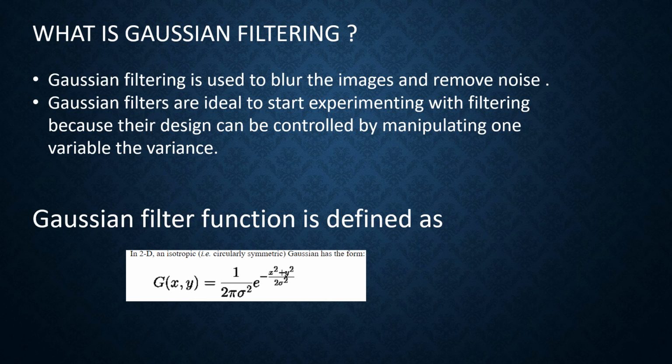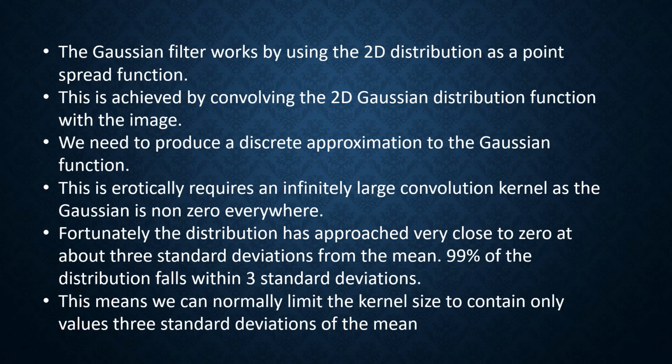Here we can see the 2D Gaussian filter function g(x, y) equals 1 by 2 pi sigma square into e raised to the power of minus (x square plus y square) by 2 sigma square. Here, sigma is the standard deviation of the distribution. This function is used for creating a mask. The Gaussian filter works by using the 2D distribution as a point spread function. This is achieved by convolving the 2D Gaussian distribution function with the image.